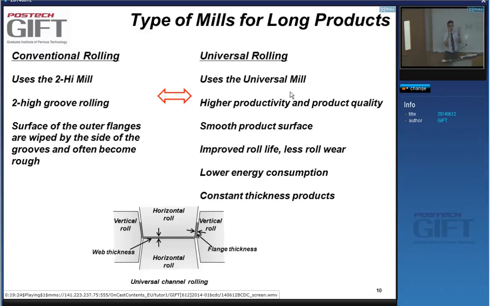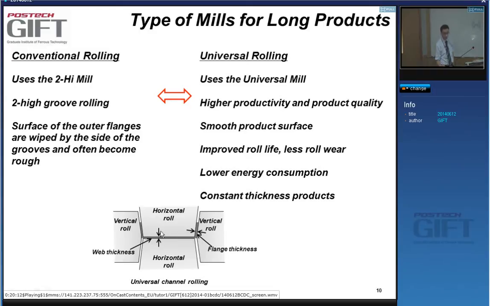Because this roll turns, it rolls with the surfaces, so you don't get surface damage. Yeah? Also higher productivity, smoother product surfaces, improved roll life, of course less wear. This is good. You have much better control over the thickness, the dimensions of your product. So you have a horizontal roll, for instance, and vertical rolls here, yes? And you can control the web thickness and the flange thickness at the same time, yes? And in this case, for instance, it's illustrated for a channel.